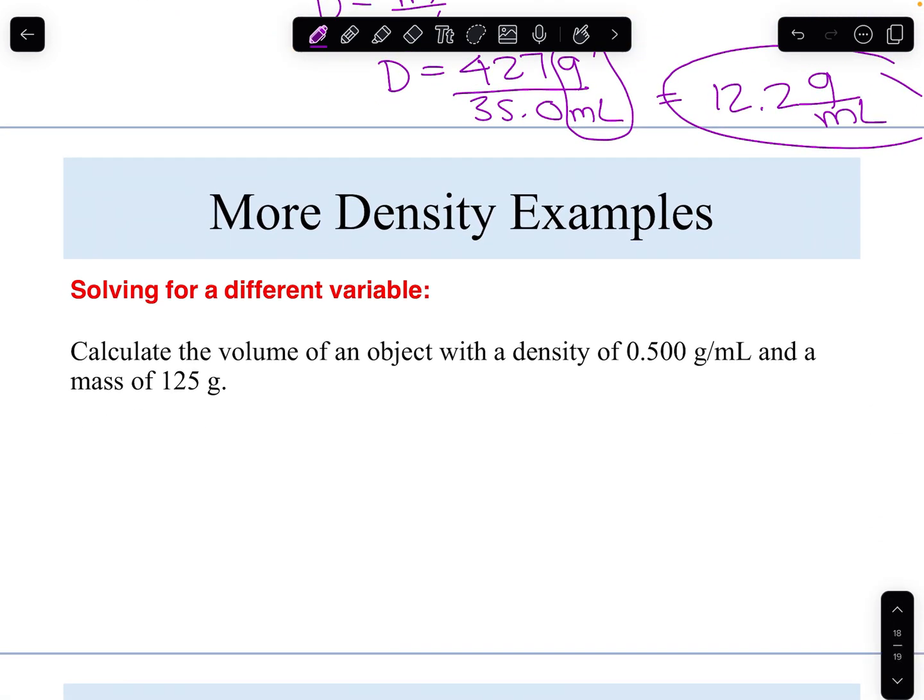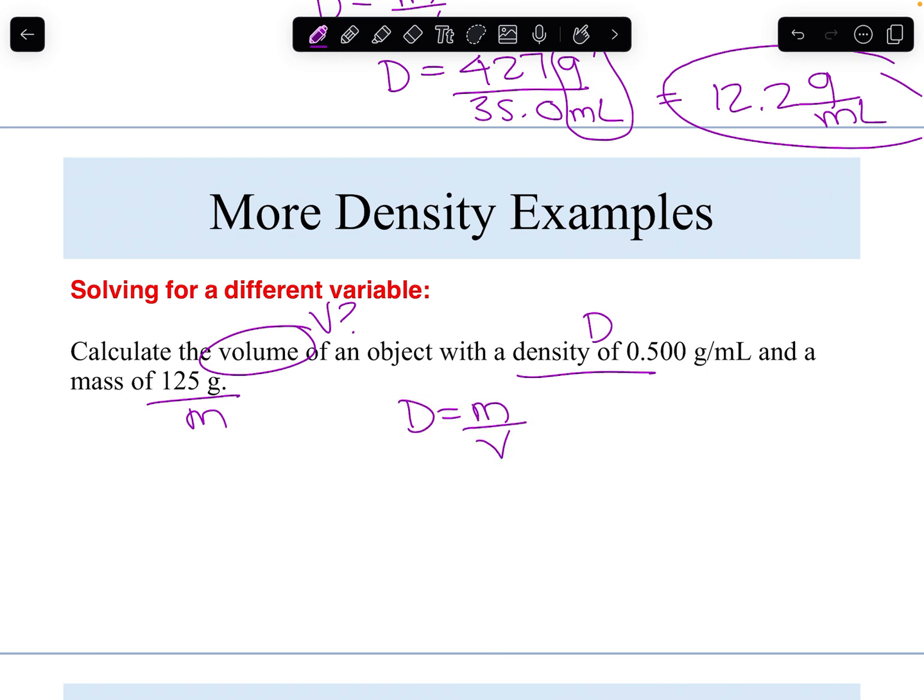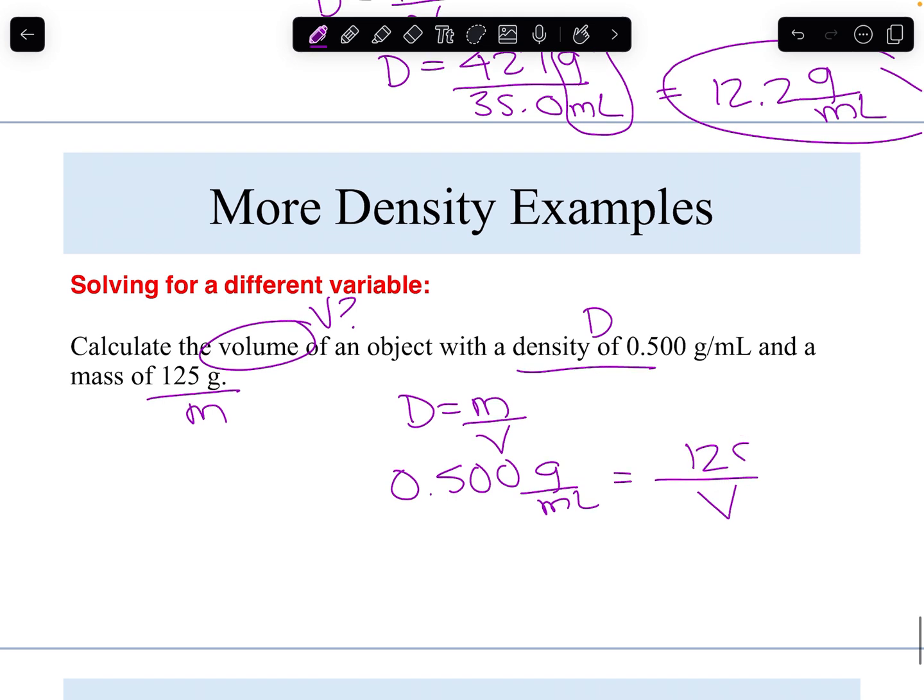All right. Another one is being able to solve for other variables. So for example, calculate the volume. So I'm looking for volume. It has this density and it has this mass. I like to always label my variables. You're going to notice me always doing that. So I'm going to write my equation. Density equals mass over volume. My density is 0.500 gram per milliliter. I'm looking for V, so I'm going to leave that as V.